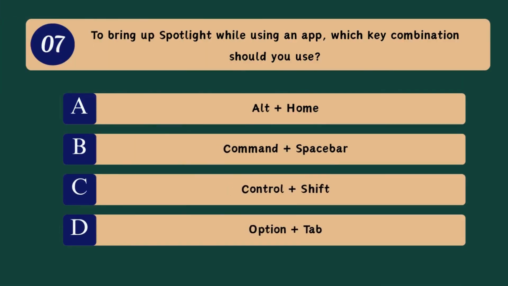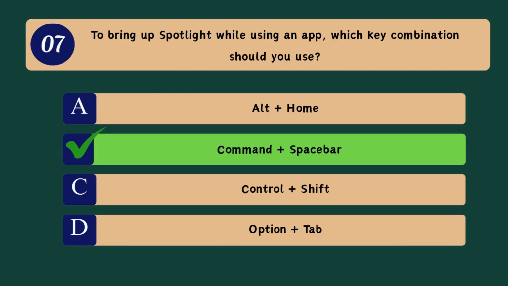Question 7. To bring up Spotlight while using an app, which key combination should you use? A. Alt plus Home. B. Command plus Spacebar. C. Control plus Shift. D. Option plus Tab.